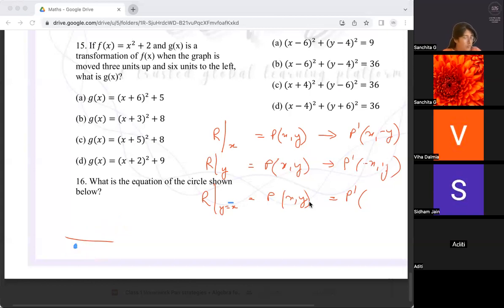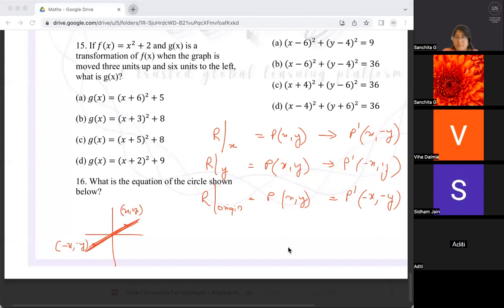Or let me be more specific over here. Reflecting across the origin, I'm being more specific. This is going to be minus x comma minus y. Clear, guys? Ma'am, could you re-explain it? I don't understand. Yeah, this is my line through the origin. If I'm reflecting across the origin, my x comma y will be minus x comma minus y. That's what it is.